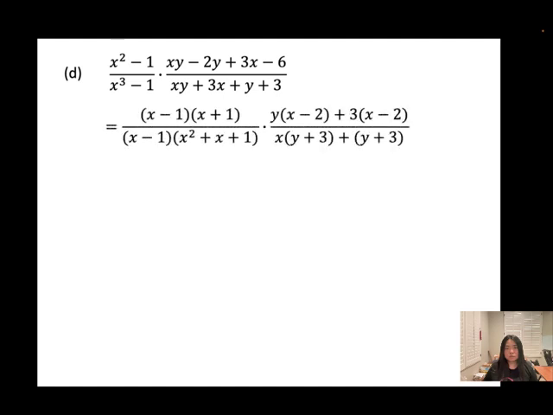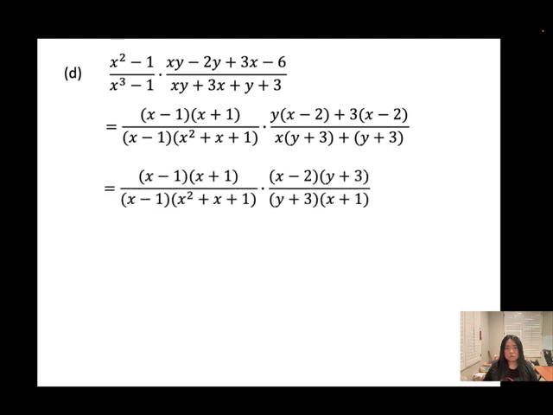Okay. Now simplify it one by one. Okay, you cross out the x plus 1 also. So you are left with x minus 2 over x squared plus x plus 1. This one is not factorable.